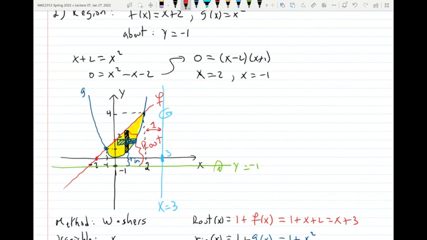Because if it had been about this line, the same region about this line, all of a sudden the technique that we're discussing is not good. We should use another one.